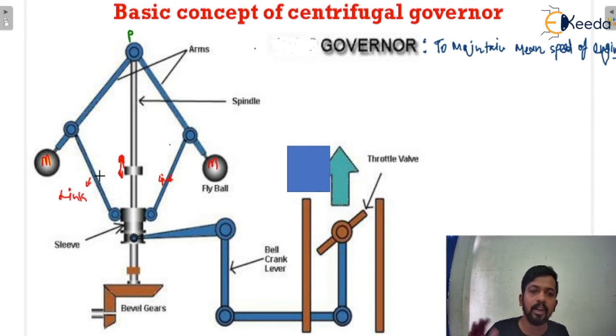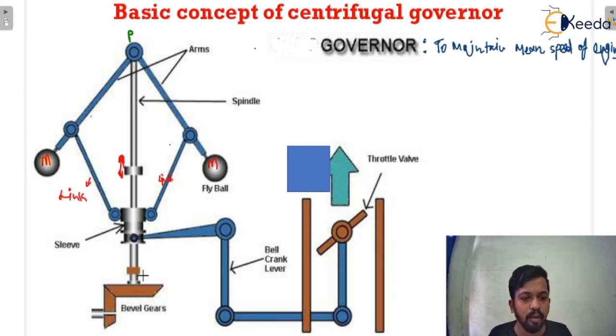It may be that arms and link are having different length. Both the possibilities are there. So don't be confused here. Here arms on both the sides are having equal length, but if I'm talking about arms and the link, they may be the same length and they may be different length.